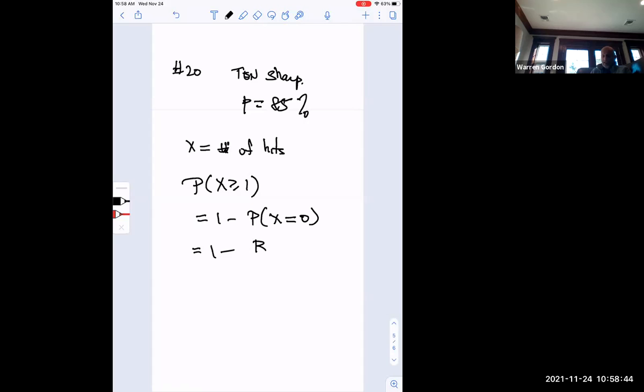This is a binomial. There are 10 sharpshooters, and we want no successes. The probability of success is 0.85. This would be 1 minus (10 choose 0) times 0.15 to the 10, whatever that turns out to be. So that was a pretty simple problem to do once you recognize it was a binomial distribution.